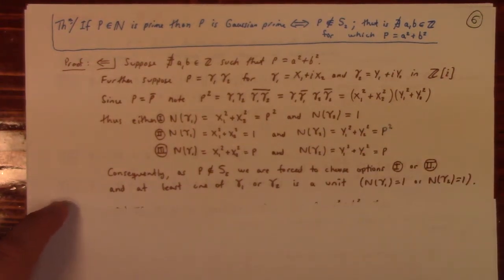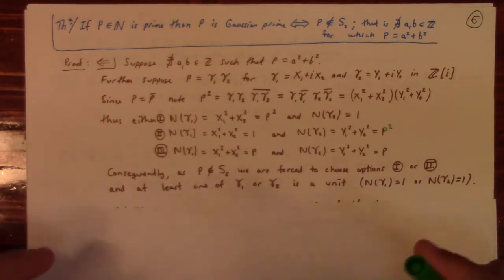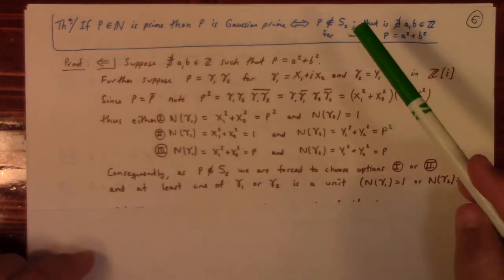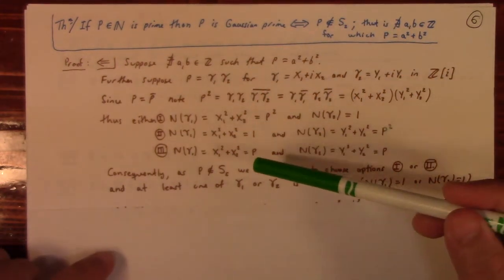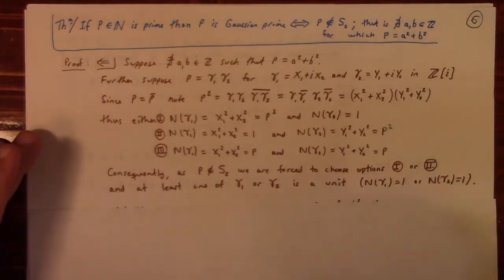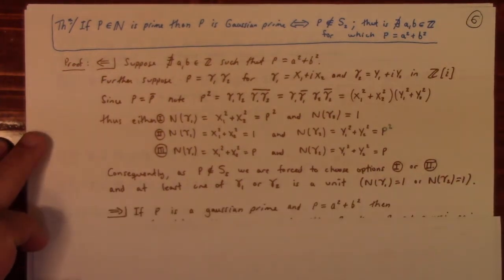And so what does that mean? Oh, that means that P is a Gaussian prime, doesn't it? Right? Because we tried to factor it in the Gaussians, and we were forced to say that either one or the other of the factors was a unit. So therefore P is a Gaussian prime. Okay? Now the converse direction.